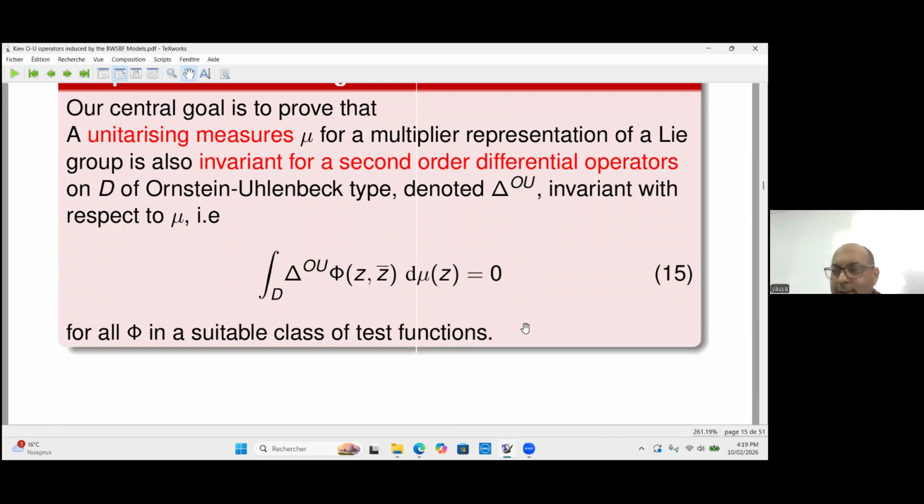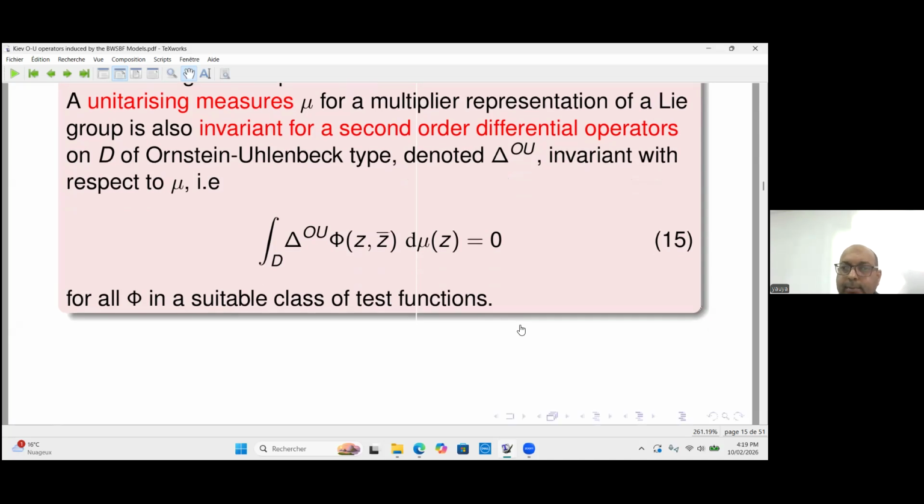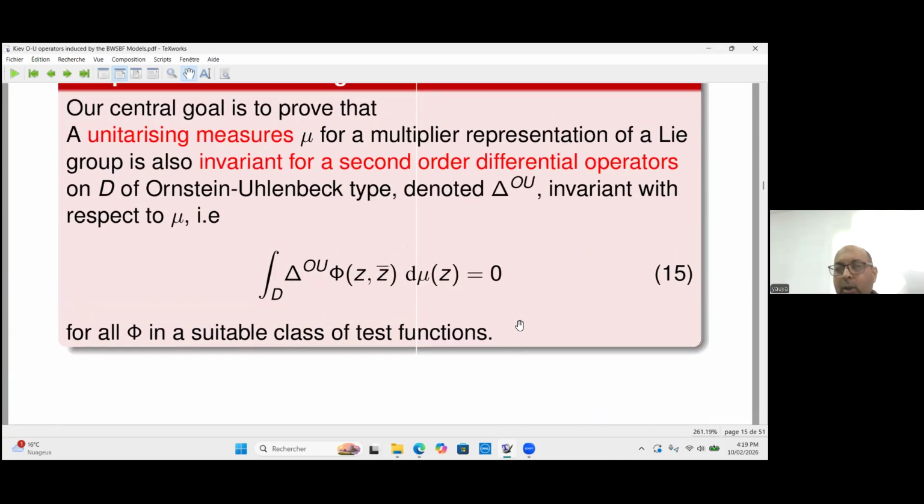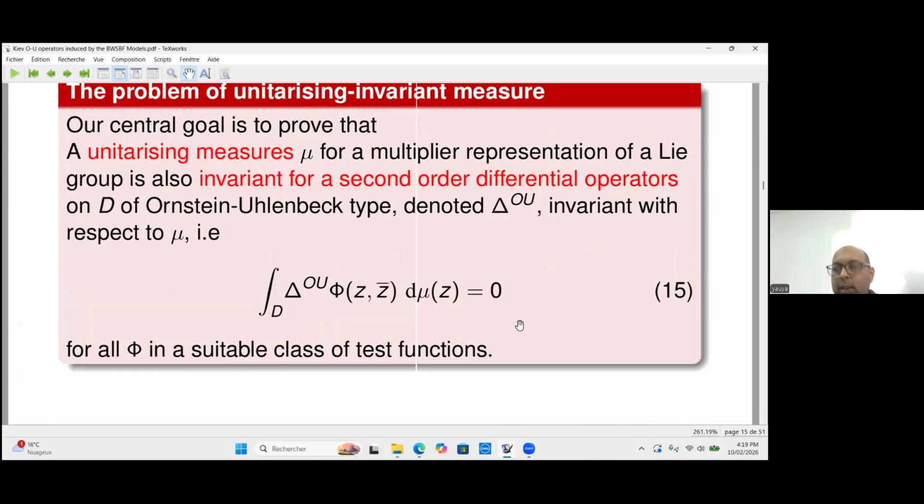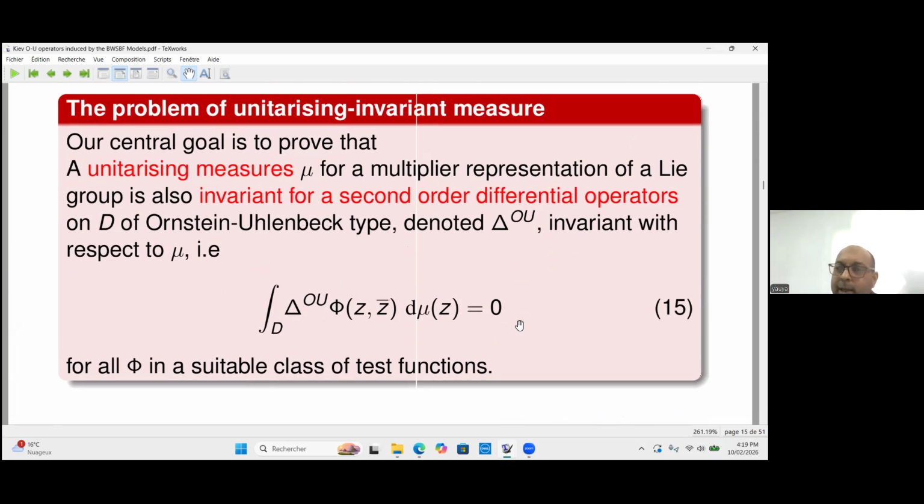Not obligatory, that is, a holomorphic function, just a test function in the domain of the operator delta. That is, here we shall construct an analog of the Ornstein-Uhlenbeck phenomena. So from the previous algebraic setting, how do we obtain the differential operator? This is the question now.